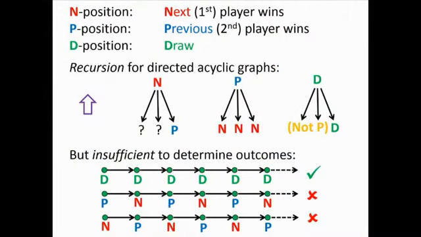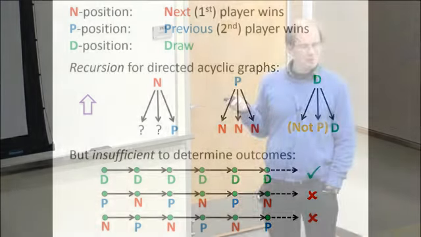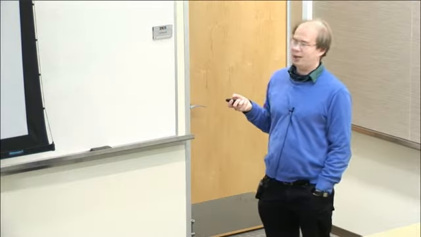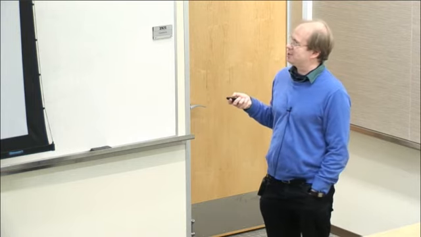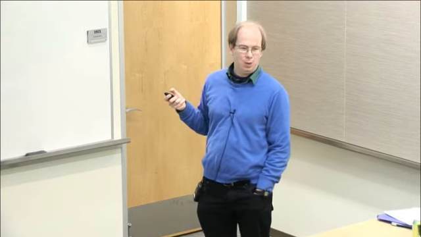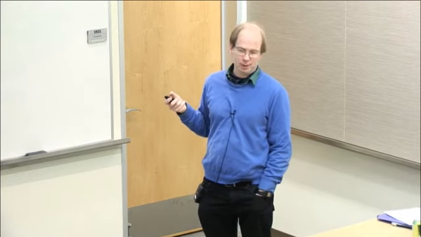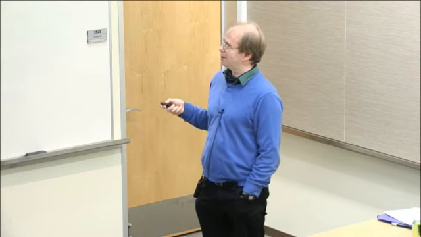So, okay, you can do some pretty easy things. You can classify positions, vertices of the graph, as N positions, which means a position from which the next player to move, the first player, wins, or P positions, for which the previous player, i.e. the player who just moved, or the second player, has a winning strategy, or draws. So this is the outcome of the game with optimal play.